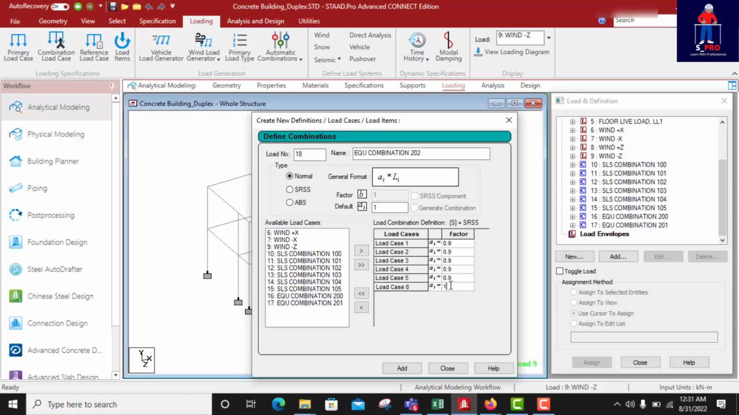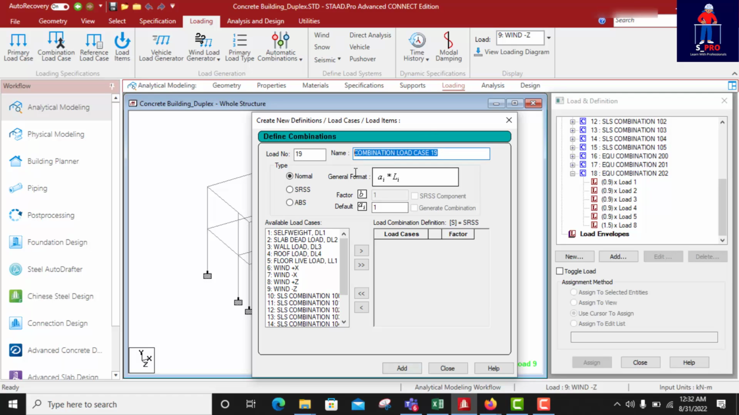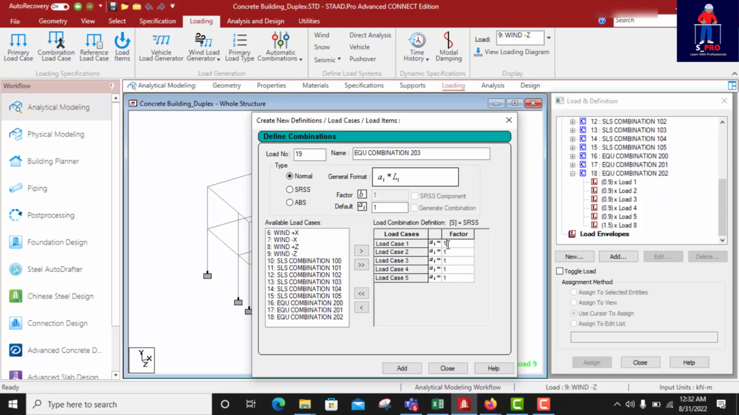Positive Z 1.5 and row 3, the last for this section, 0.9. The wind loading is minus Z 1.5.